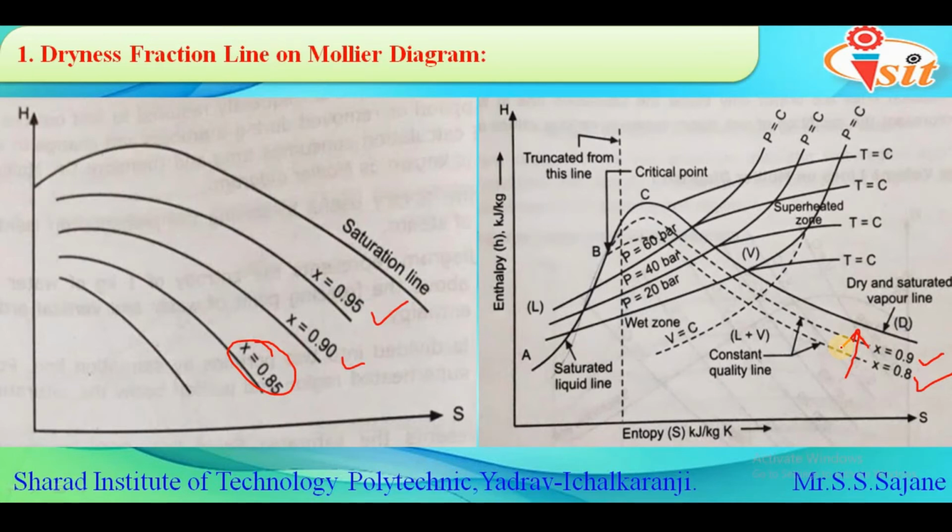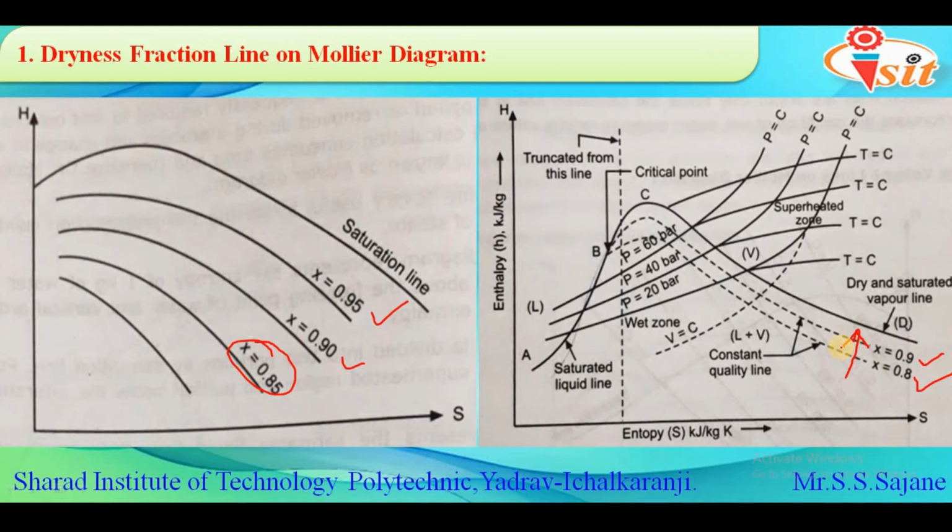The dryness fraction lines are drawn only below the saturation line, in the wet region. So these lines represent the condition of wet steam between the various values of enthalpy and entropy. So this was about the dryness fraction line.